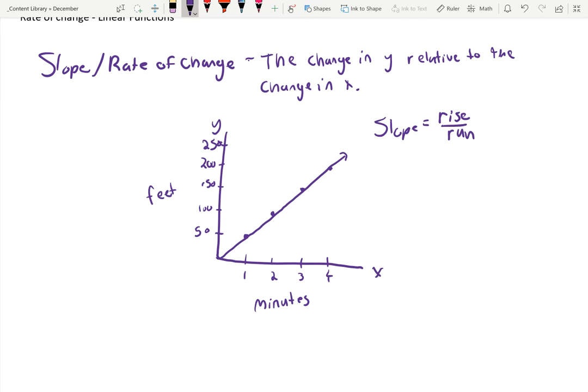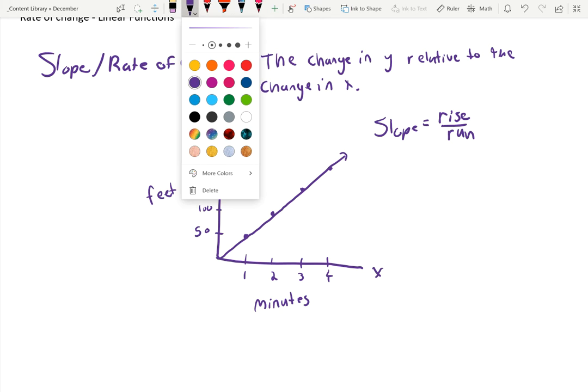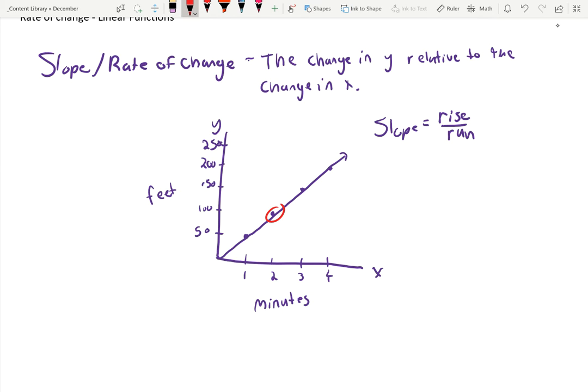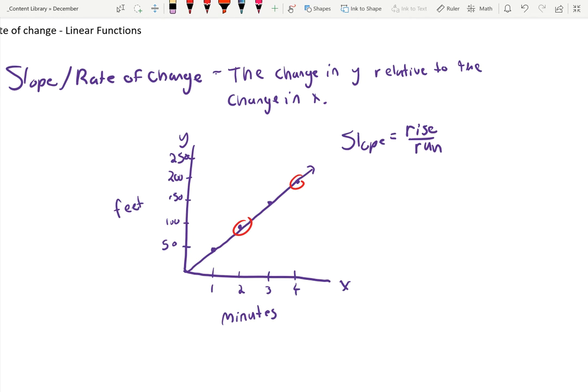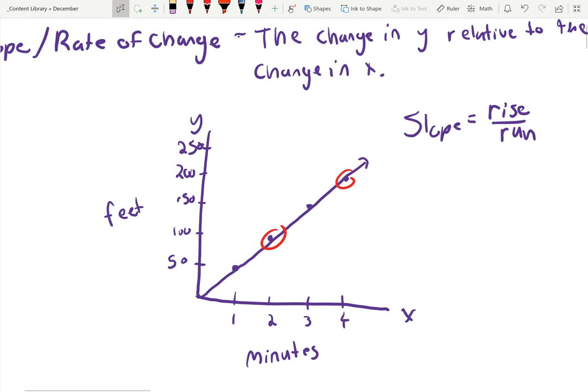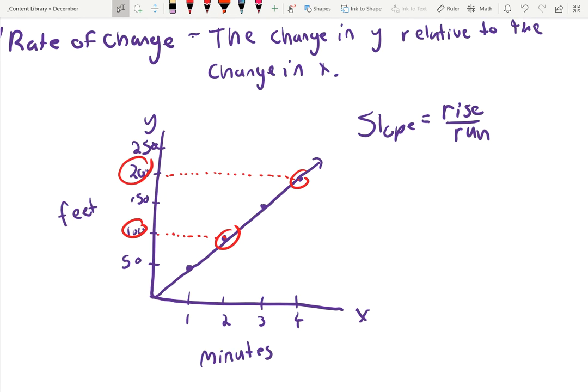But let's say I take the point at 2 minutes and at 4 minutes. Let's say I find the slope between those 2 points. So what I'd be doing is I would first find the change in y. There are 2 points to consider, and they have 2 different y values. The second point has a y value at 200, right? And the first point has a y value at 100. So the change in y is going to be the difference between this 200 and this 100, right?